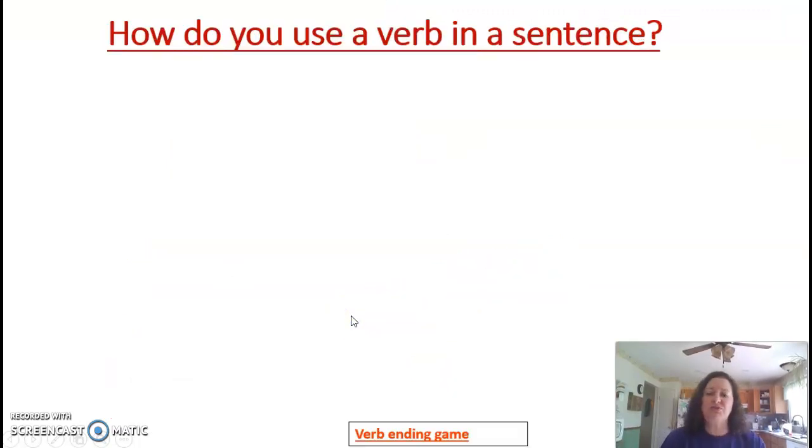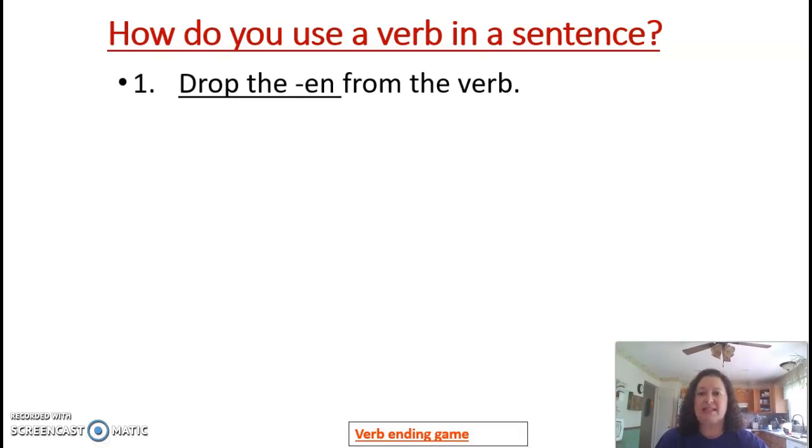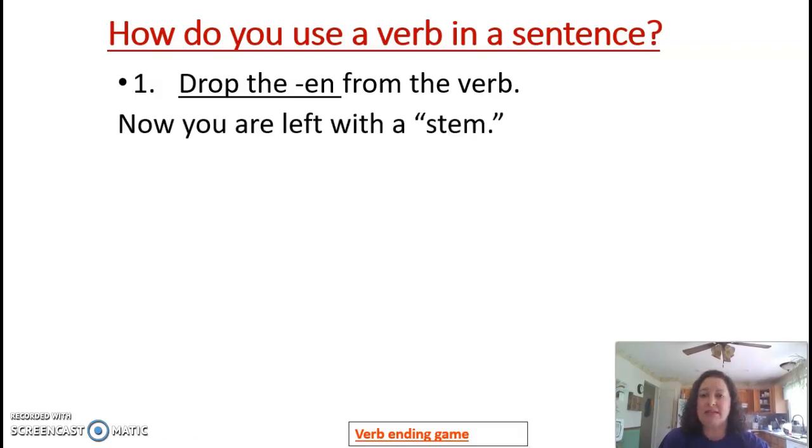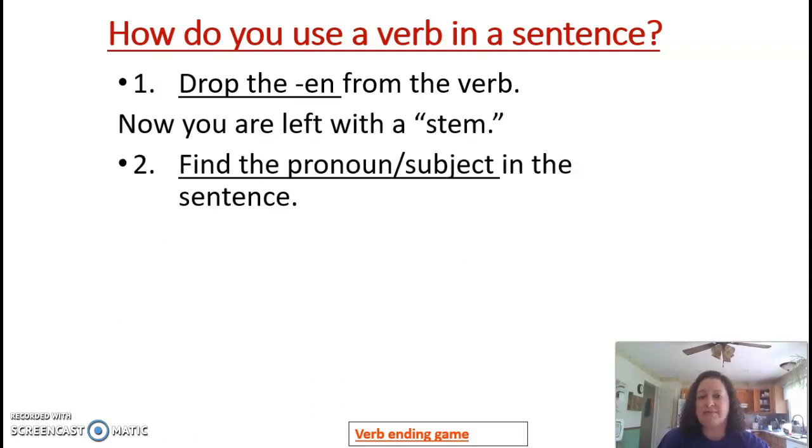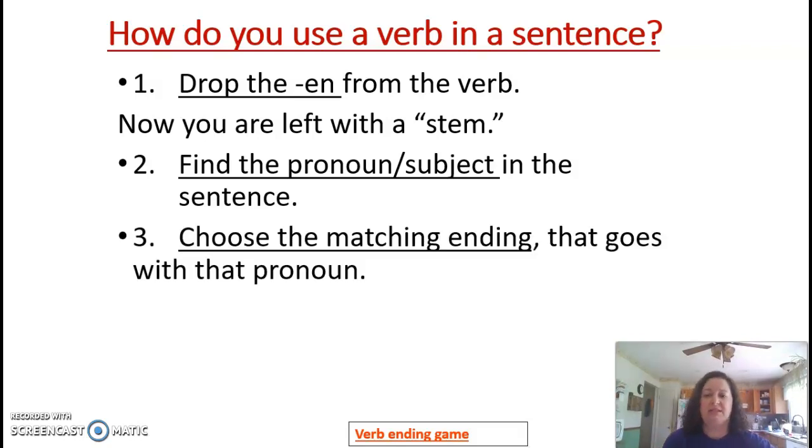Okay, so how do you use a verb in a sentence? You drop the EN from the verb. So if you have spielen or schwimmen, you take the EN off and you get the stem: spiel, schwimm. Then you have to find the pronoun or the subject in the sentence. Who are you talking about? Is it er? Is it das Mädchen? Choose the matching ending that goes with that pronoun. This is the part you just have to memorize.